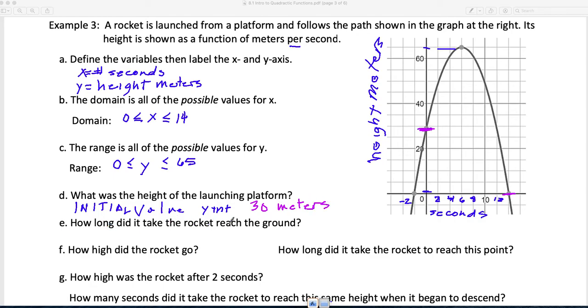How long did it take the rocket to reach the ground? Okay, how long is time? So this time I don't care about height in meters, I don't care about time in seconds. How long did it take it to reach the ground? It left right there at 0, and it came down after 14 seconds.